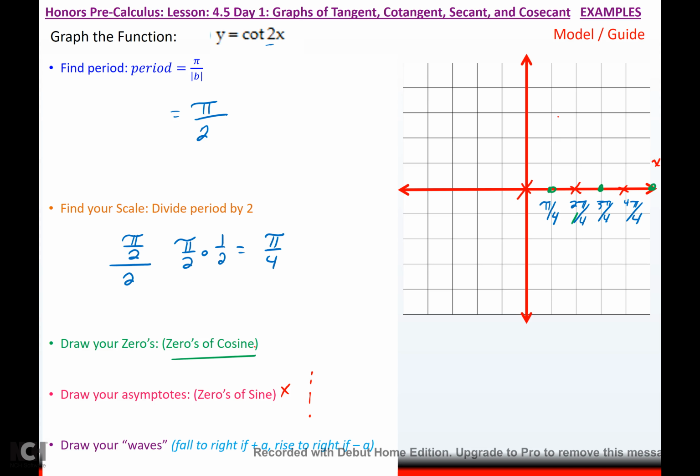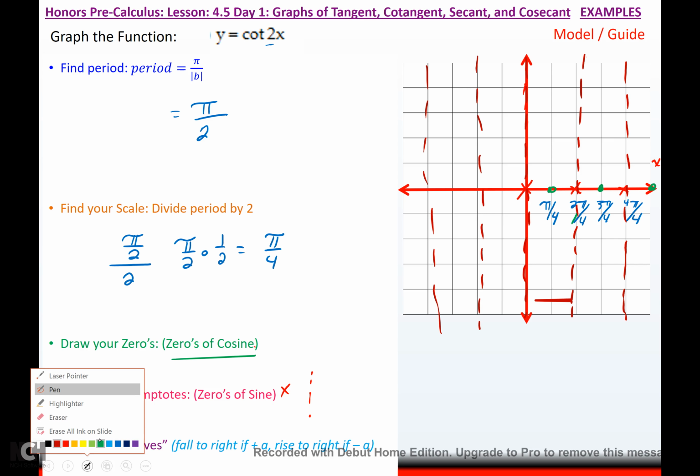So, why did I pick red? It's going to be right on top of that one, and you can't see it. Let me do this color. So you've got an asymptote here, an asymptote here, an asymptote here. And again, if you continued that, every other line would be an asymptote, and every other line in between that would be another 0.